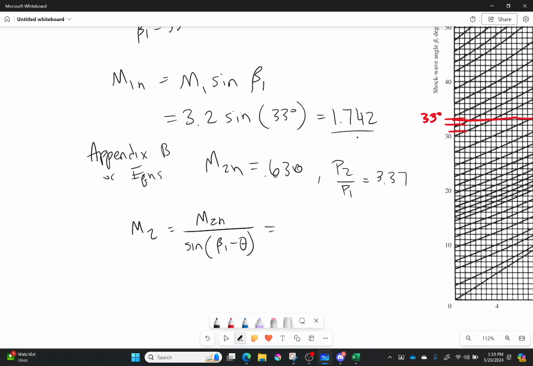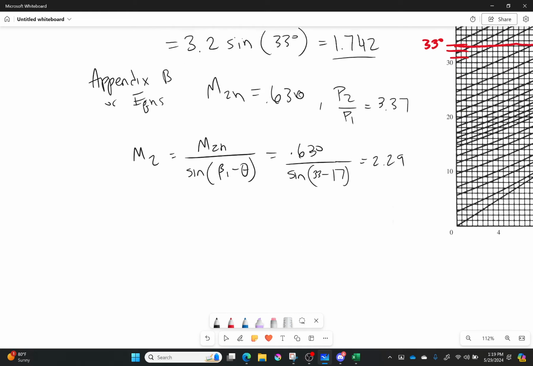So that would be equal to 0.630 over sine of beta 1, which is 33 degrees, minus theta 1, which was equal to 17. And if I plugged in my calculator, I would get 2.29. So that is my actual Mach number after the shock wave. Nice. Happy days.